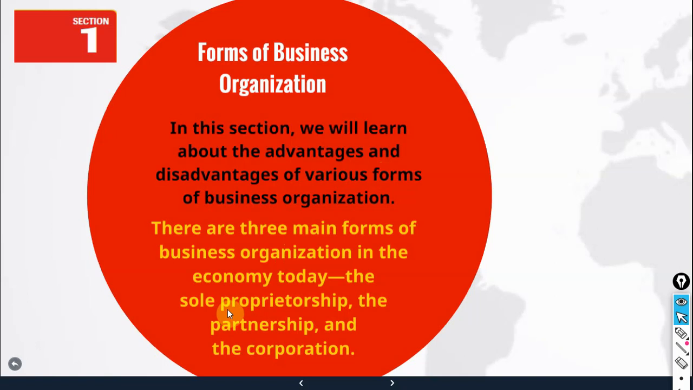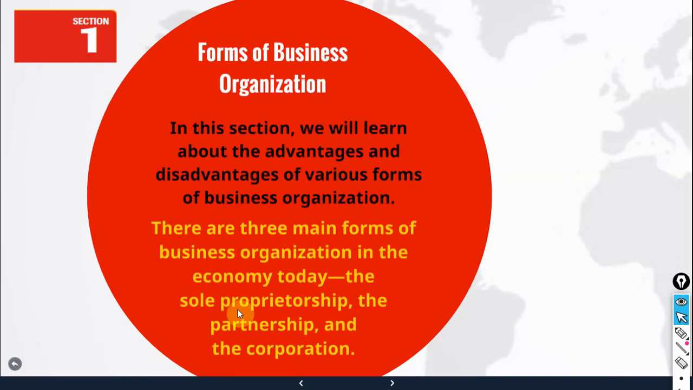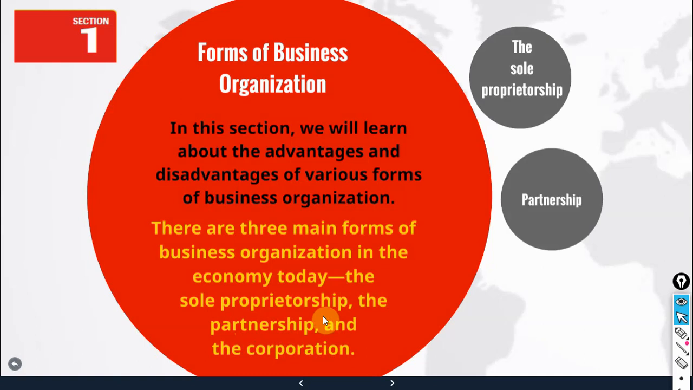Let's pronounce it correctly one more time. It's called proprietorship. The second form is partnership, and the third one is corporation. Let's start with the first one.